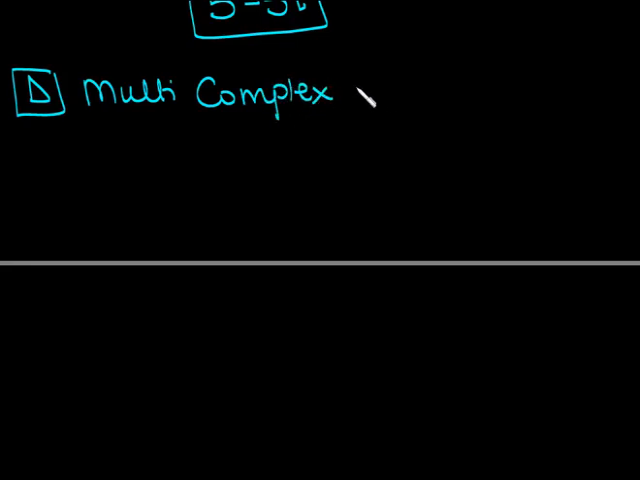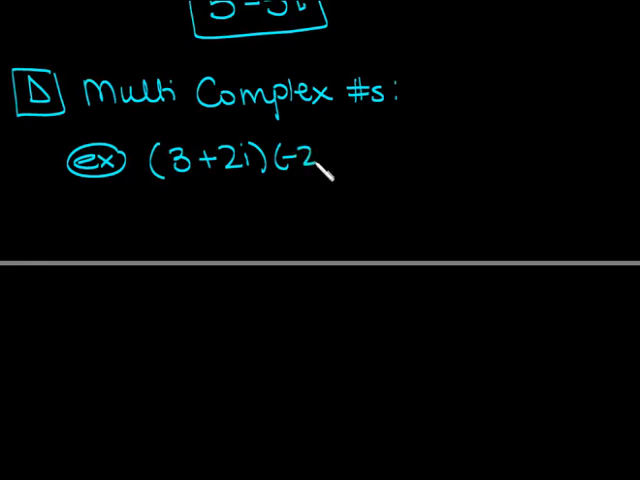Again, it's exactly the same as multiplying polynomials. So let's take a look at one example. We have (3 + 2i)(-2 + 3i). So we are multiplying these two complex numbers. If this was a polynomial, what do we do? We take each term of the first polynomial and multiply it by the second polynomial and do the same thing.